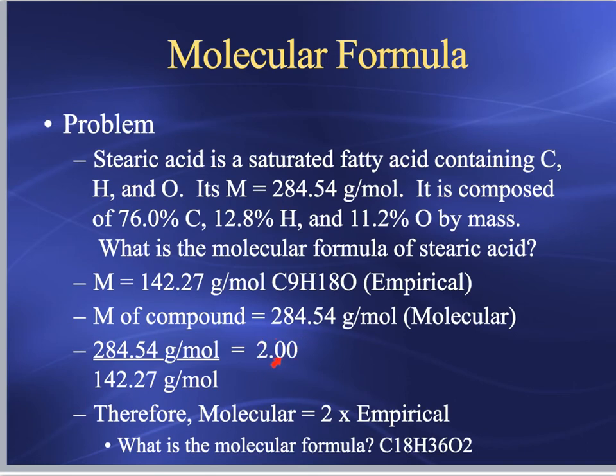Okay, if that wasn't a whole number, then this means I probably did something wrong somewhere. So in any case, the molecular is going to be double that of the empirical. So if my empirical formula was C9H18O, my molecular is going to be double that, C18H36O2. And they're not always going to be 2.